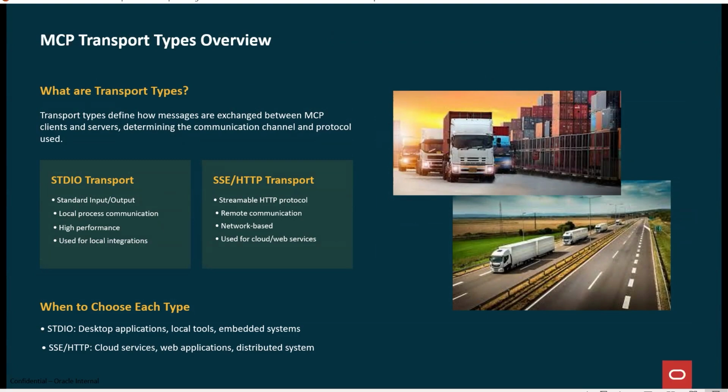STDIO transport uses basic standard input or output, and it's great for local communication, and it gives high performance and is best for desktop applications or embedded systems or local tools. When it comes to SSE or HTTP transport, it uses a streamable HTTP protocol designed for remote or network-based communication, which is ideal for cloud services and distributed applications.